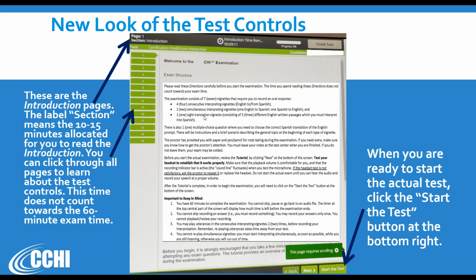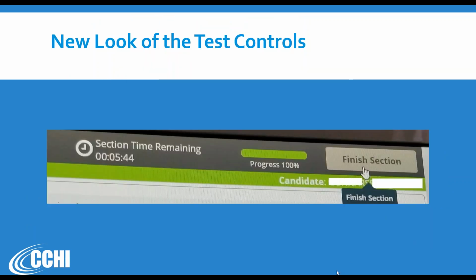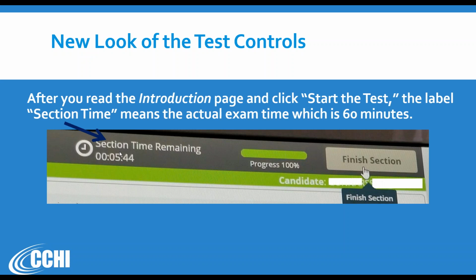Now, when you're ready, you will click the Start the Test button, which is located here at the bottom right. And after that, the real timer, what I call the real timer, the 60-minute timer starts. Your screens will be different in that it will show you one item at a time. At the top, you'll still have the timer, but this time the timer in the word section here means the actual exam. It's called section because that's what the software is like.